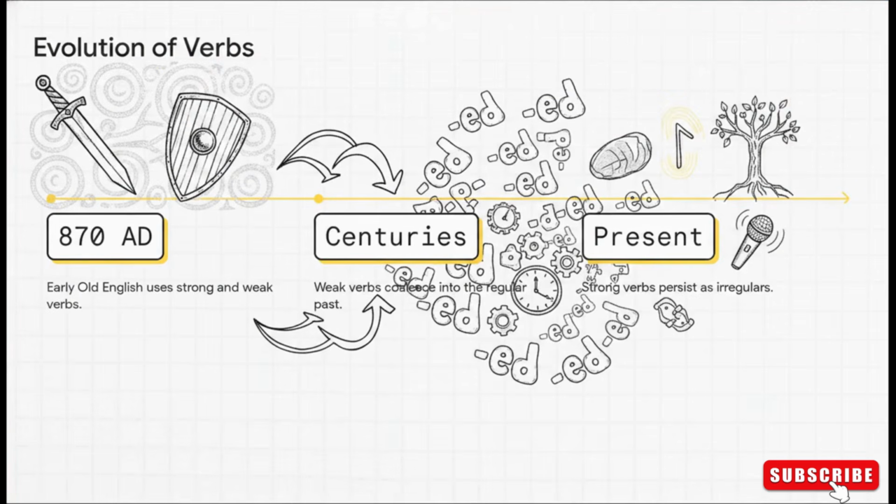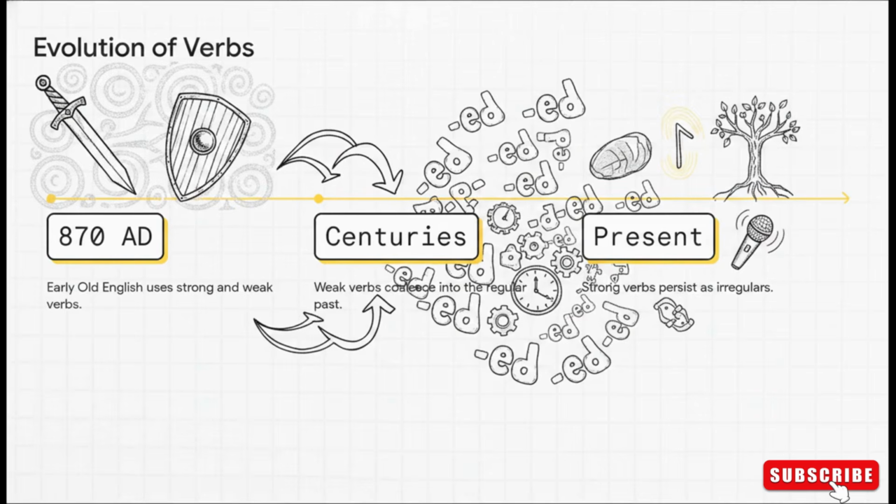Here's a really fascinating question. Why do irregular verbs even exist in the first place? They aren't just frustrating exceptions designed to make learning English difficult. If you trace this all the way back to early Old English around 870 AD, there were strong and weak verbs. Over generations, the weak verbs coalesced into the regular add-ed past tense we know today.